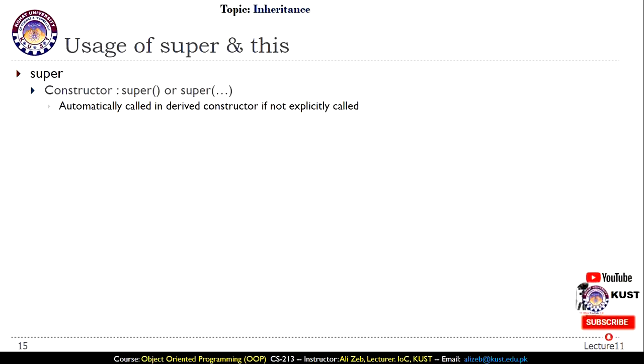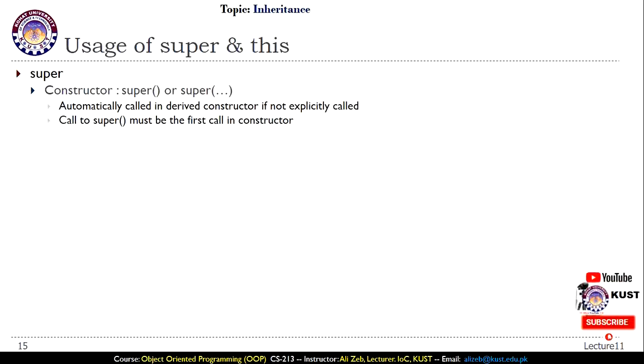We have seen that it is automatically called in the derived class constructor if it is not explicitly called. We understand that constructors are not inherited, but we need to call the superclass's constructor as the first thing in the subclass's constructor. It is automatically called in the derived constructor if not explicitly called. If you do not use the super keyword, then in the subclass constructor it is implicitly called.